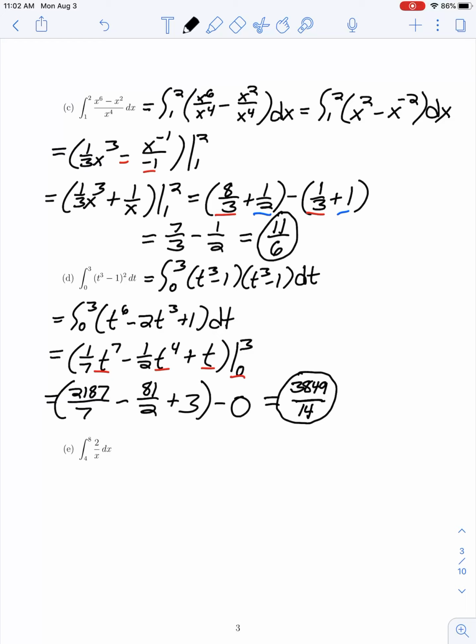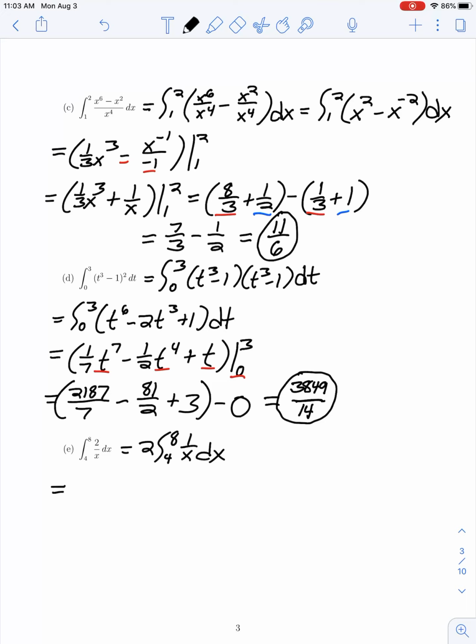Now in our next example, part E, we have the integral from 4 to 8 of 2 over x. Recall this is the same as factoring out the constant 2. That's one of my properties of integrals. I can pull constants out in front. And then I'm left with the integral of 1 over x dx on the interval from 4 to 8.